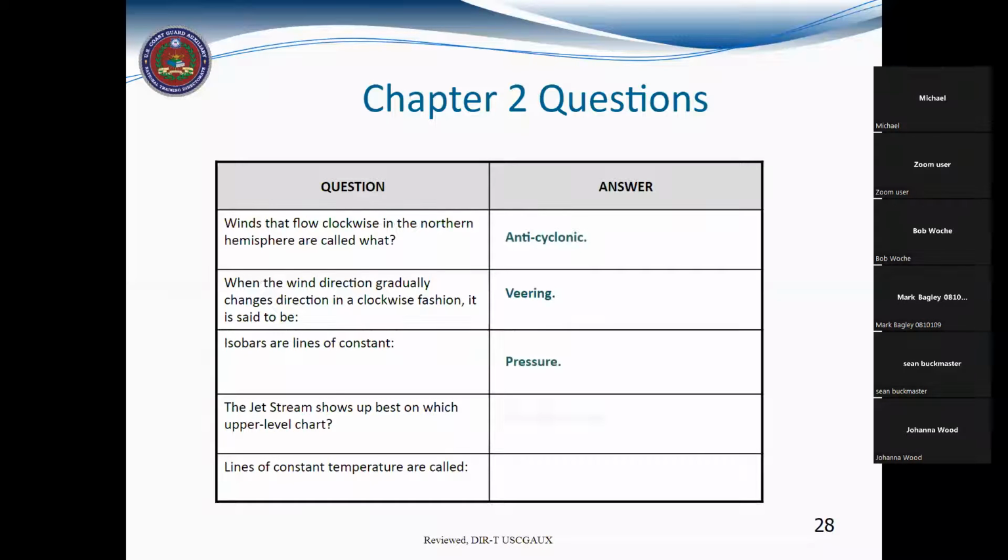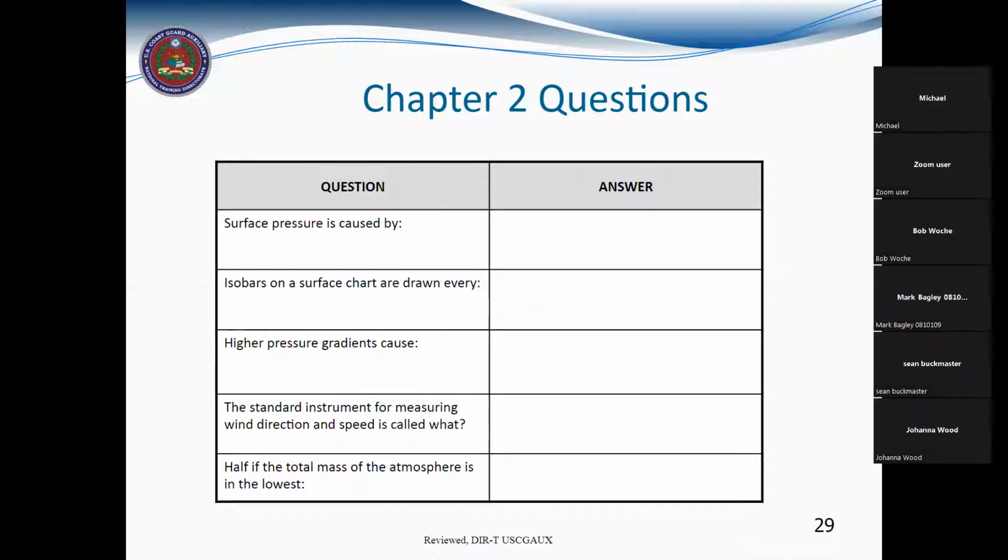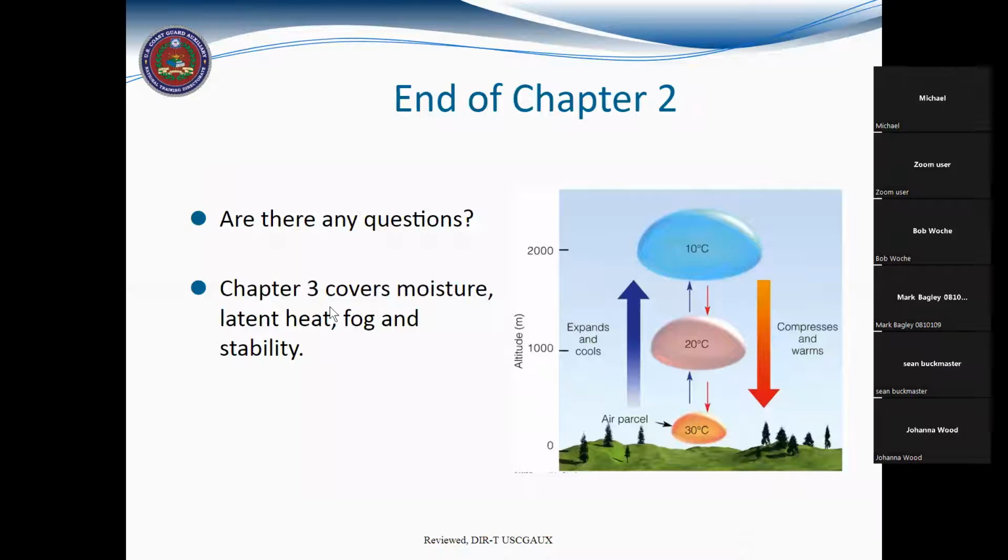That's on the next chapter. Yeah, we'll talk more about that there. And you get one more chapter with me in chapter 3. We'll be covering moisture, latent heat, fog, and stability. Let's see if there's any more questions. I'm going to go ahead and stop sharing here. Yeah, Bob. Go ahead, sir.